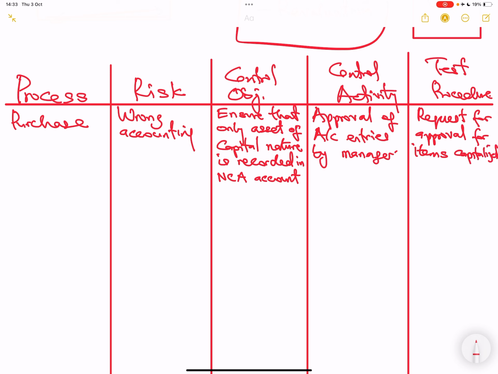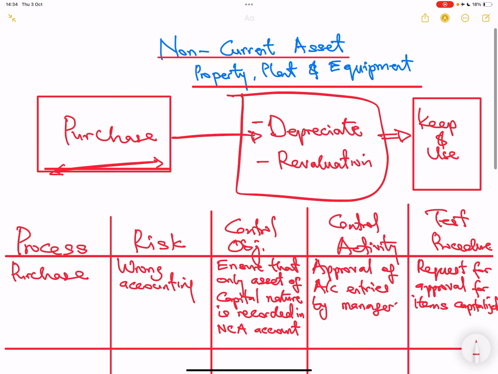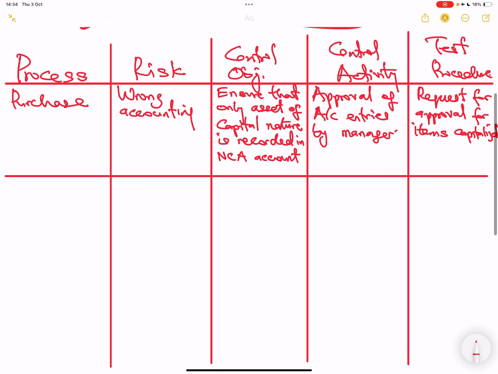So that's how the auditor will check for that. That is very critical for you to note, because I know we didn't cover this under procurement, so I had to bring it because this is PPE. This is specific to PPE. Now let's look at the depreciation and revaluation.